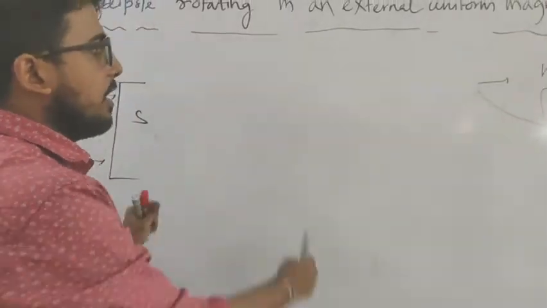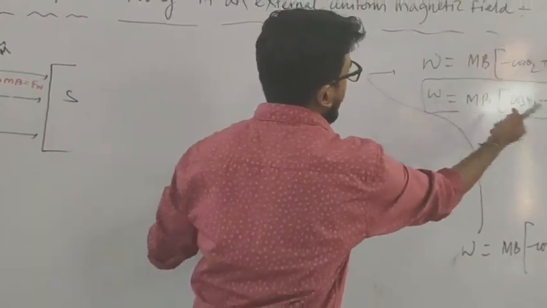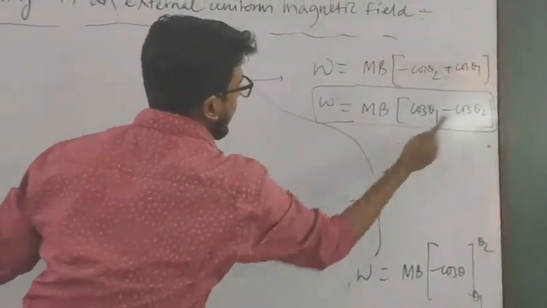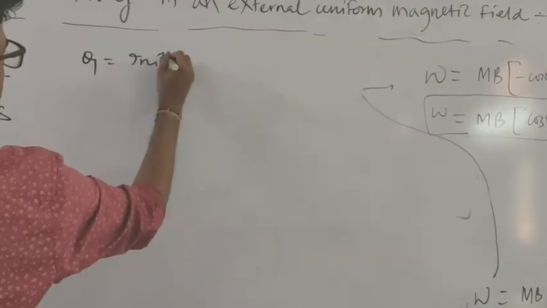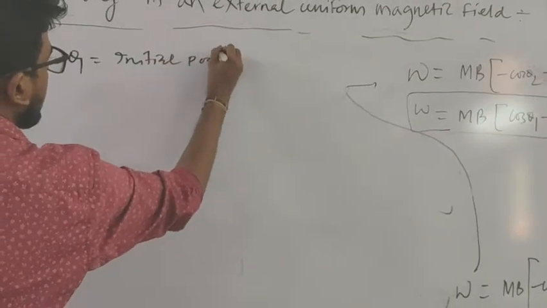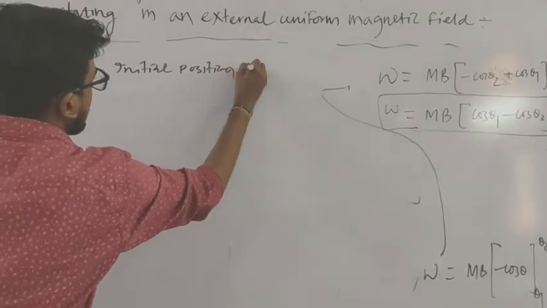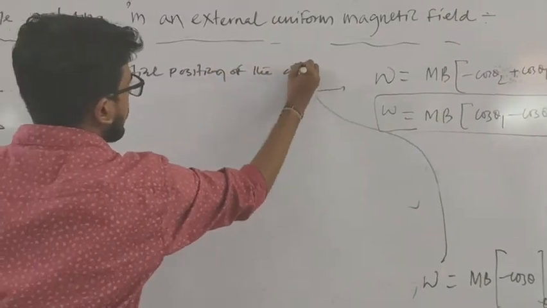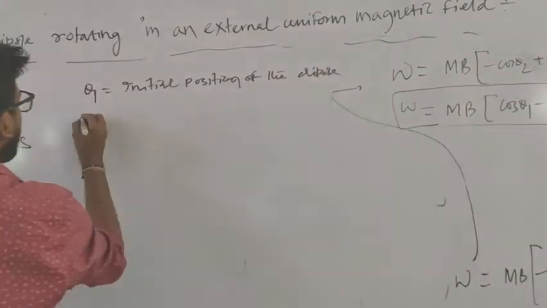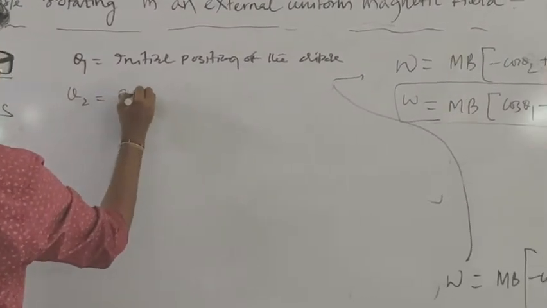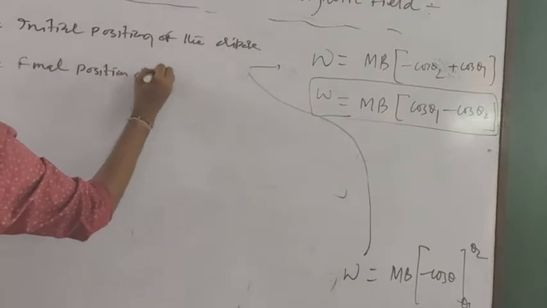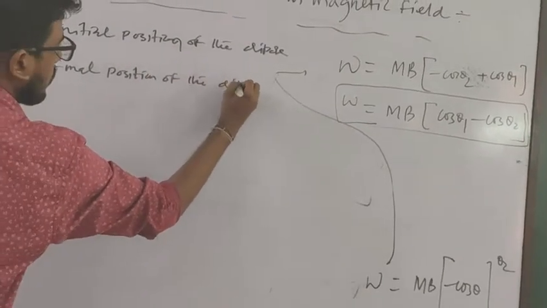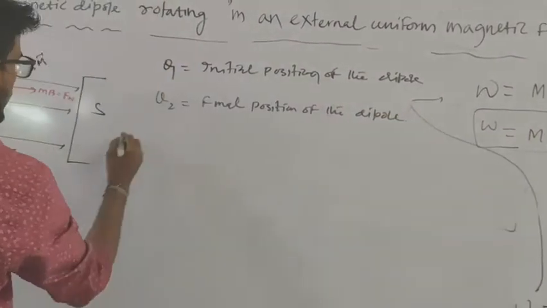Okay, so this is the net amount of work done where theta 1 and theta 2 are the initial and final position. So here we can write theta 1 for the initial position of the dipole and theta 2 equal to the final position of the dipole. Okay, so let's take case 1.